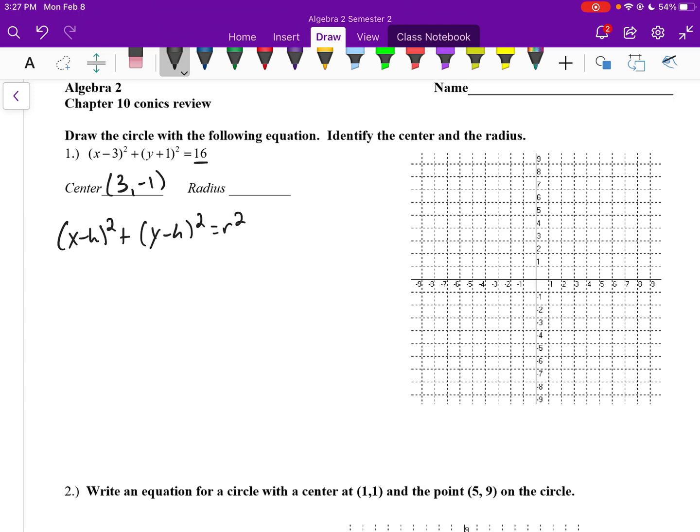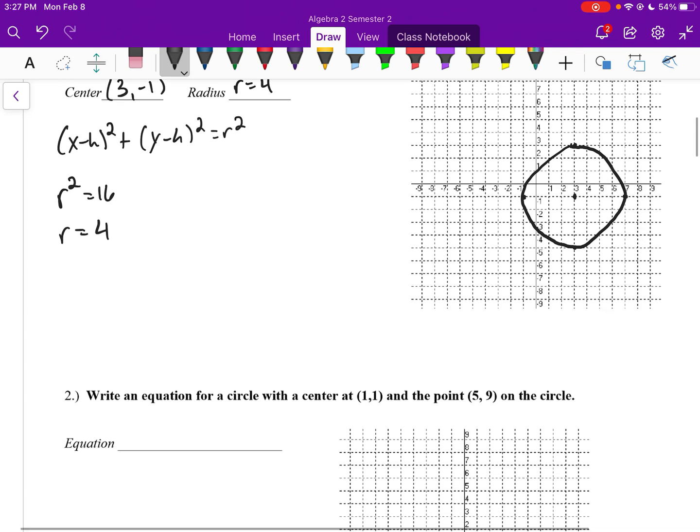Okay, then we got an r squared value of 16. So to figure out the actual radius, square rooting both sides will get us a radius of 4. So when graphing then, go to your center, 3, -1, up, down, left, and right, 4. And then drawing your circle. Okay, that's what it comes down to when graphing a circle.